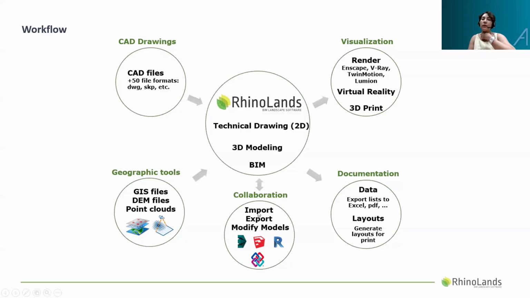You may have collaboration with other programs. You can import or export models from RhinoLands to Revit or 3ds Max or ArchiCAD, for example. You also have the possibility to import GIS files inside the program. So GIS files, DEM files, or point clouds, or LiDAR point clouds, you can open them in RhinoLands and continue working there.